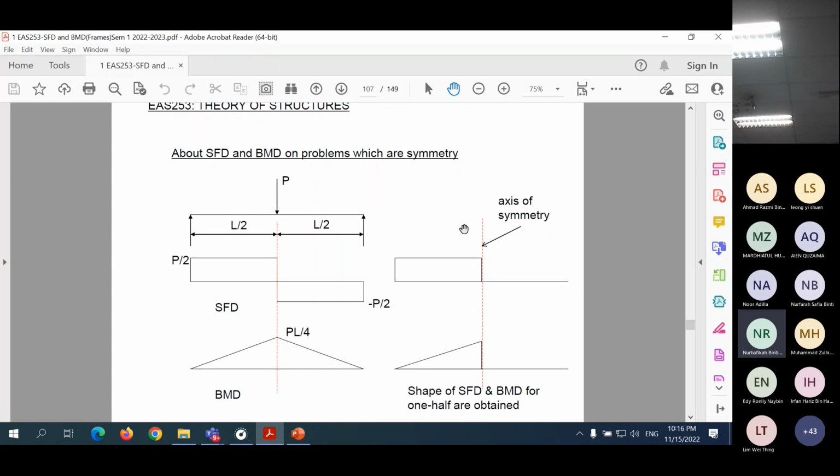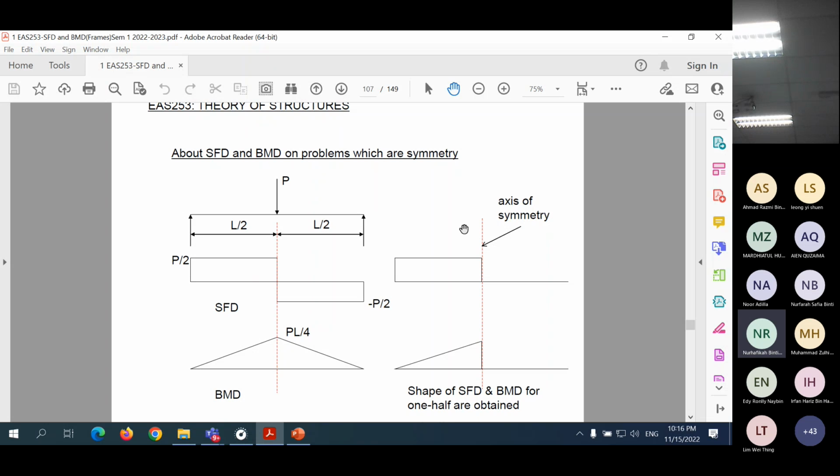So that means you just need to know the shear force diagram or bending moment diagram on one side of the axis of symmetry. Once you know this, then you can know the other side here if it is symmetry. So this is the axis of symmetry of the problem.